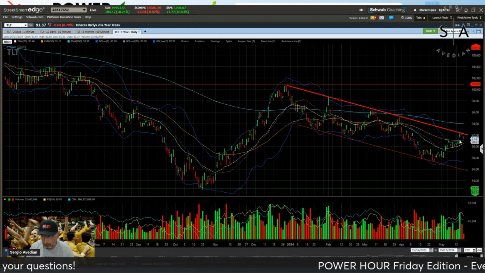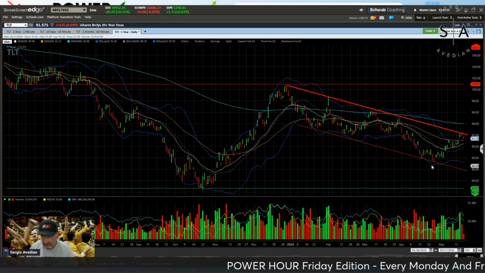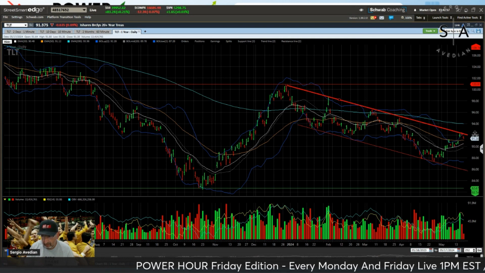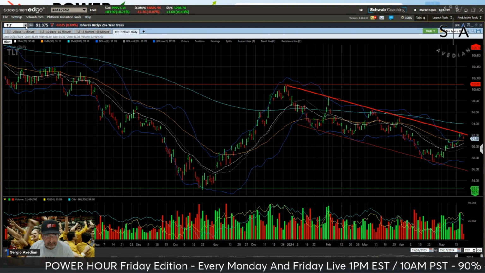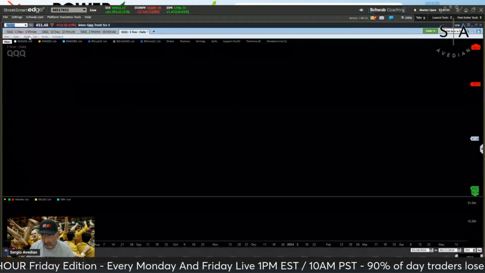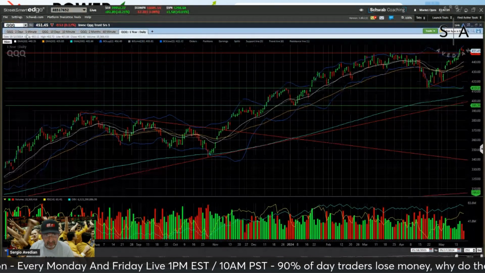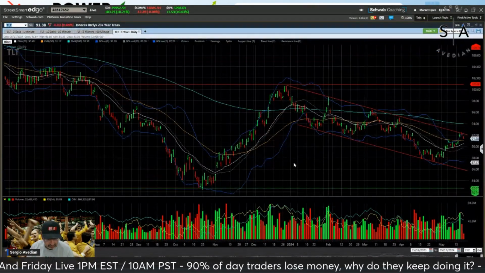And the last push that came with the market, as you guys can see, interest rates went down, and what happens to the market? Market goes up. There is a massive correlation between interest rates and the markets.